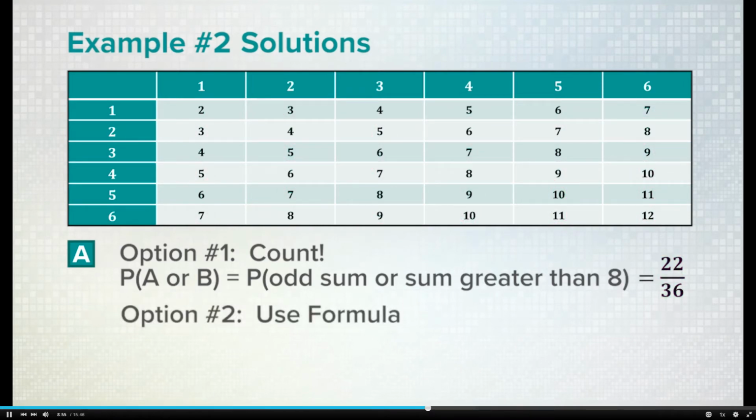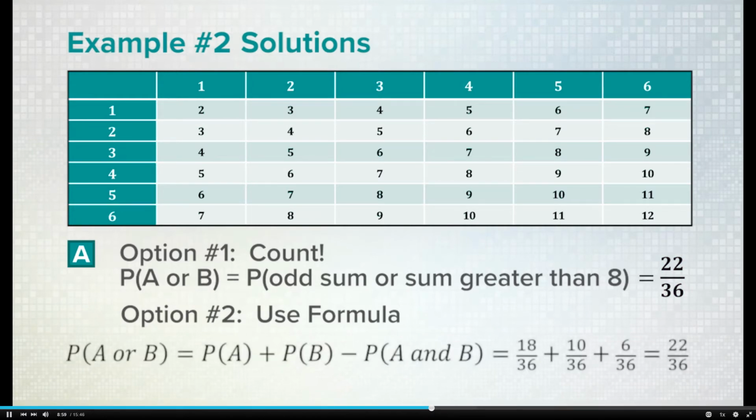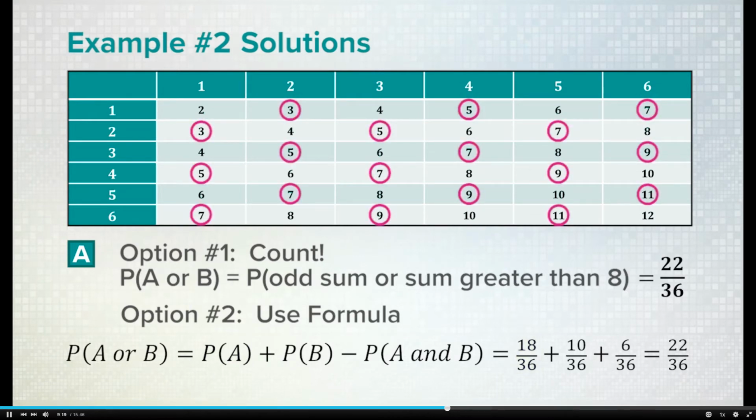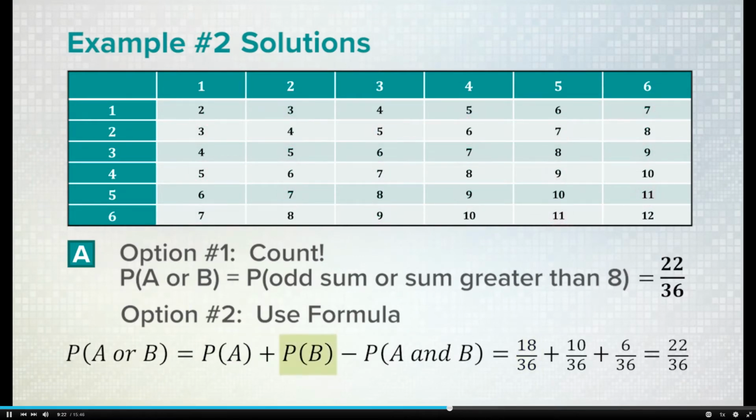Option 2, to answer this question, is to use our formula. So the formula says the probability of A or B equals the probability of A plus the probability of B minus the probability of A and B. The probability of A was 18 out of 36. There were 18 odd sums. The probability of B was 10 out of 36. There were 10 sums greater than 8.